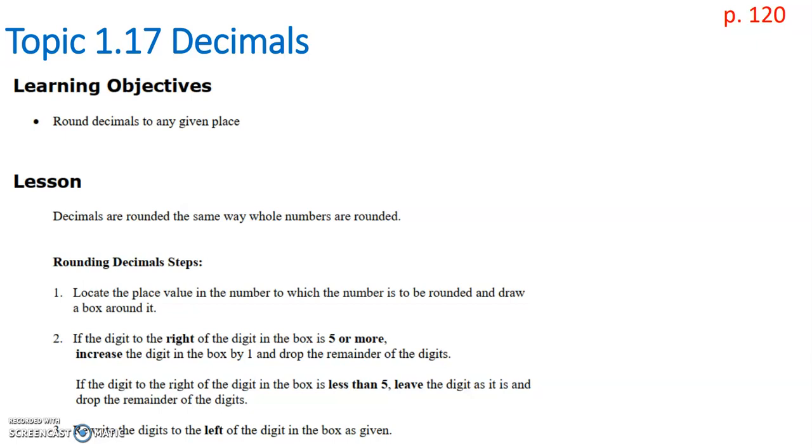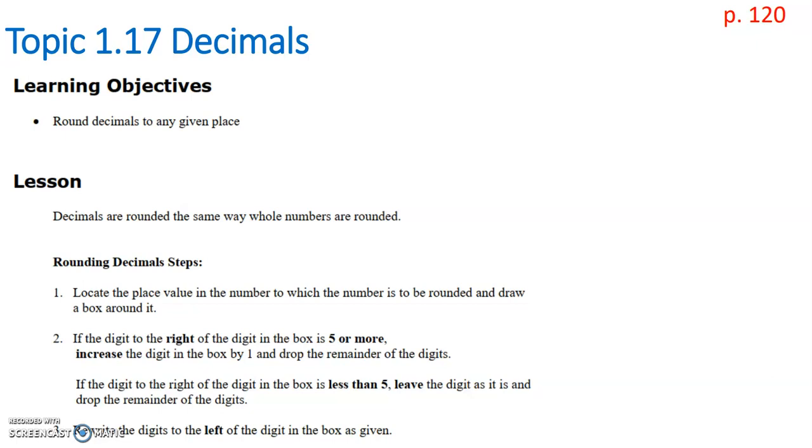The very first one is locating the place value of the number to be rounded. The book talks about drawing a box, which I think is a great strategy. I do it slightly differently. I underline that place, but the concept is the same. Once we have the digit underlined or boxed in, then we look to the right of that digit.